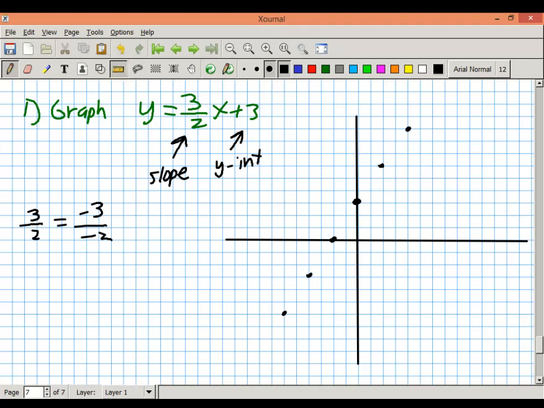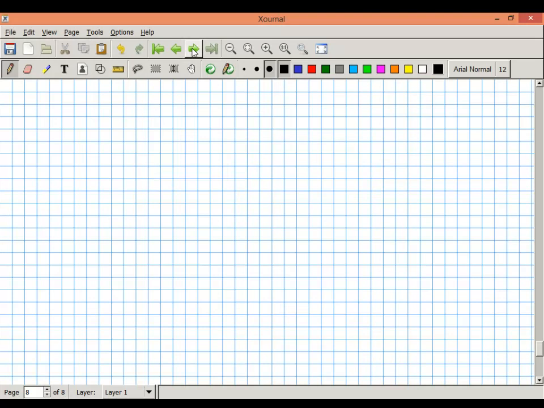So when you think you have enough points on your graph, go ahead and connect them all. They'll be on a nice straight line. And there's your graph. So notice that we made that graph from the equation without making a table. Okay, that's all good. What if we have this next equation?